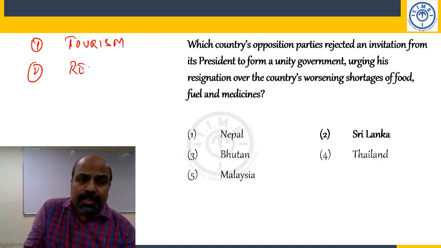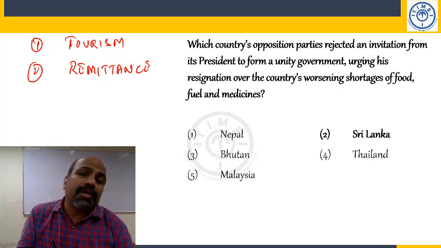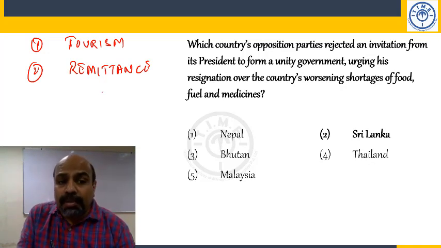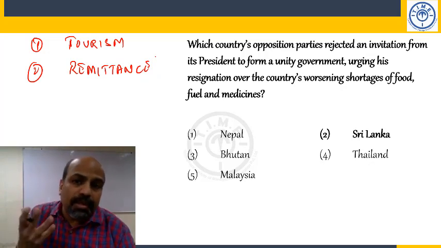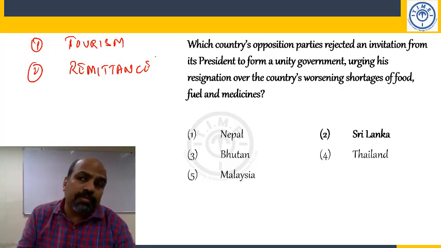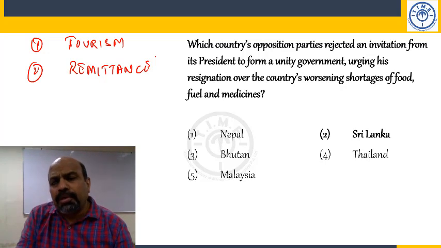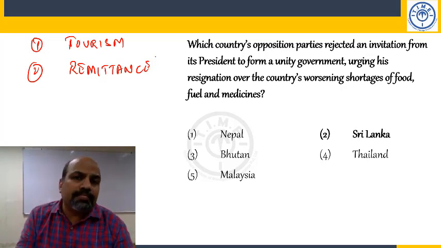The other is remittance. What is remittance? Remittance is the money sent home by nationals, meaning citizens, working abroad. When your uncle sends money home from the place he works abroad, let's say your uncle works in Saudi Arabia, the money he sends home is called remittance.